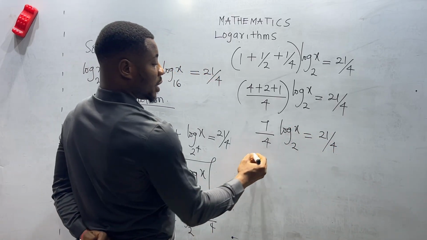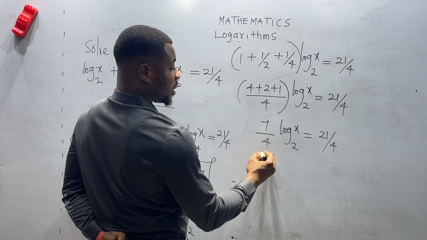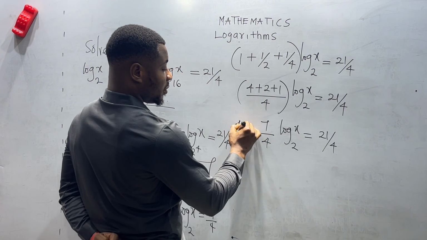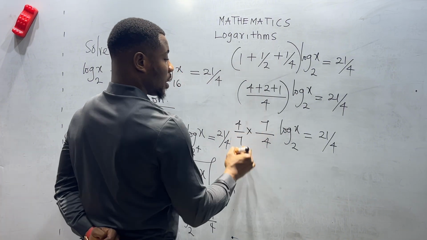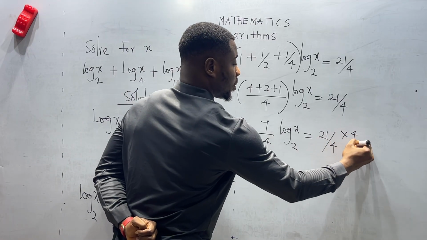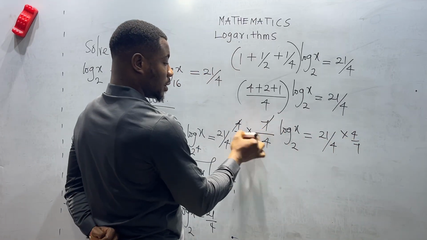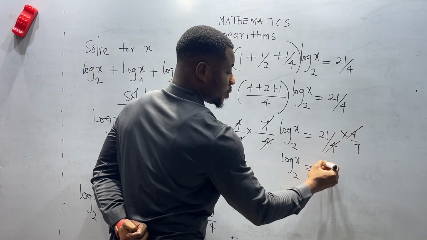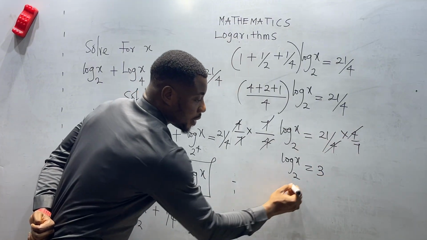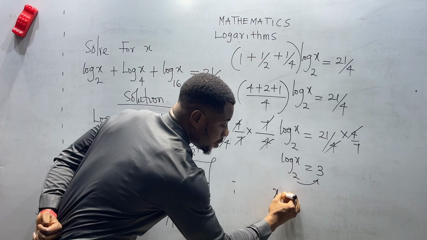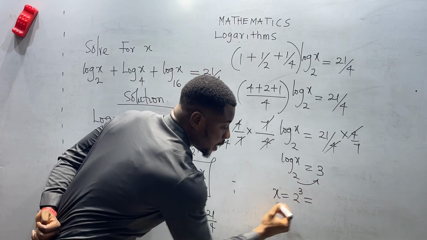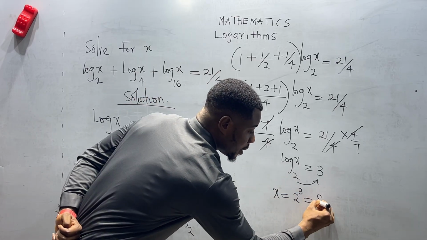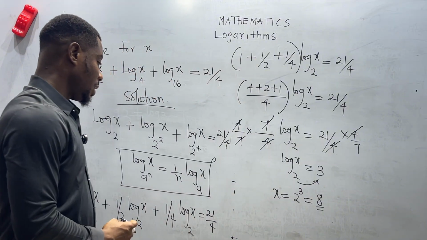Alright, so we can multiply both sides by 4 over 7. If we do that, this goes out, and what we have here is log x base 2 is equal to 3. Now, at this point, I remember that the 2 can carry 3, so that x becomes equal to 2 to the power of 3, and that is equal to 8. Okay, so this is okay.